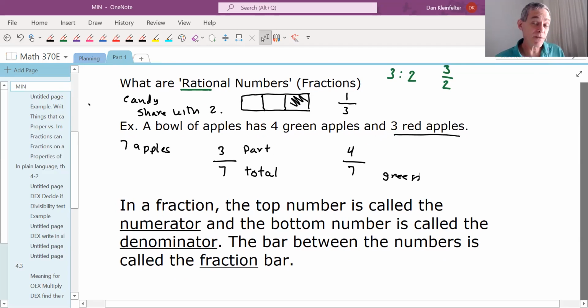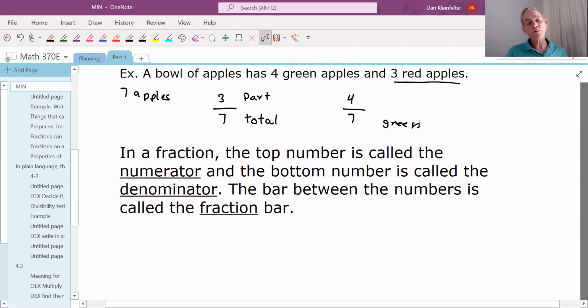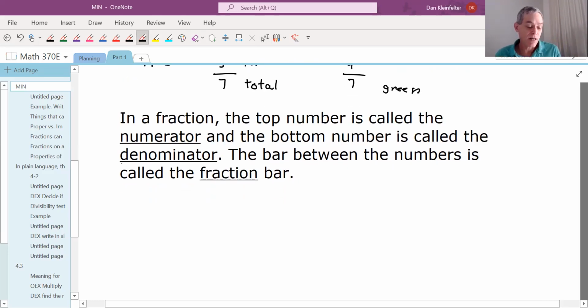All right, so a little bit of terminology to come next. When you write a fraction, the top number is the numerator, the bottom number is the denominator, and the bar in between is called the fraction bar. A way to remember that, the way that I remembered it back when I had to try to remember this stuff, is that denominator and down both start with the D, so that's how I remembered it.